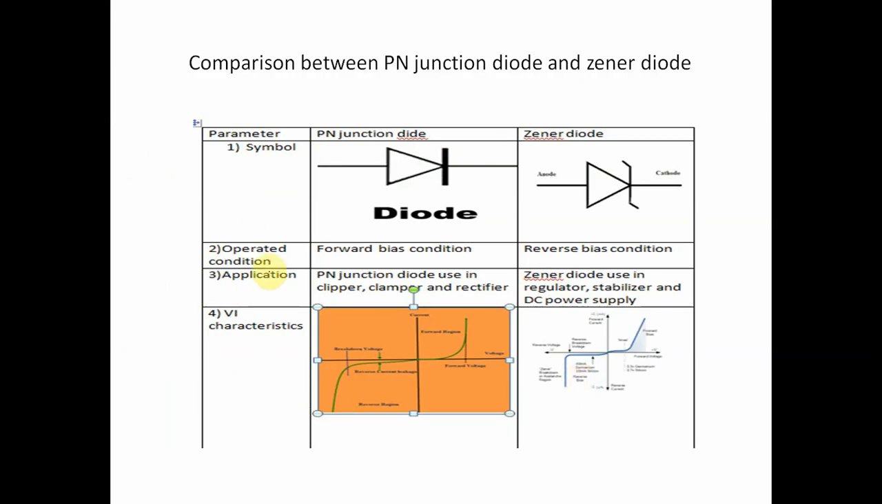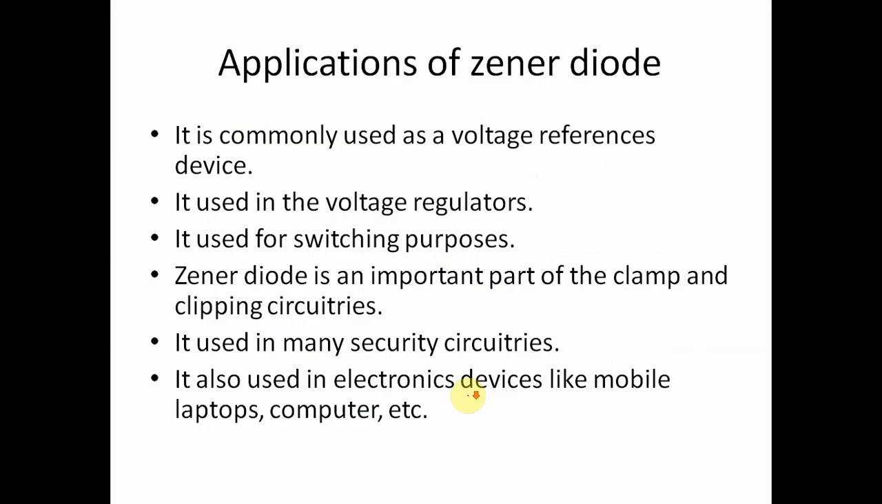Now we will study the comparison between PN junction diode and Zener diode. In this comparison, it is necessary to draw the symbol of PN junction diode and the symbol of Zener diode. After that, PN junction diode operates in forward bias condition, Zener diode operates in reverse bias condition. Application: PN junction diode is used in clipper, clamper and rectifier circuits. Zener diode is used in regulator, stabilizer and DC power supply. These are the VI characteristics of Zener diode and PN junction diode.